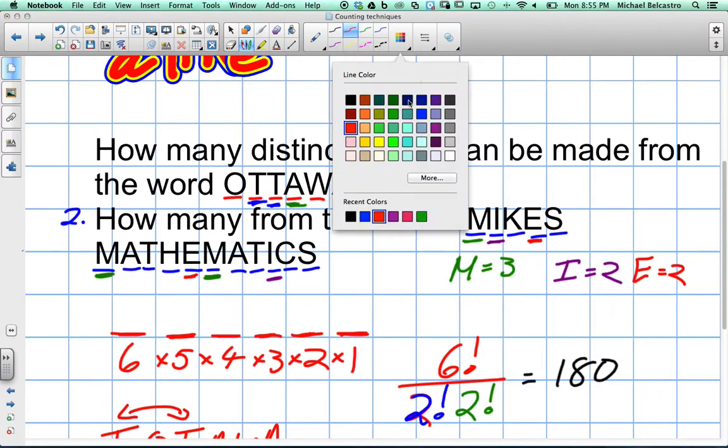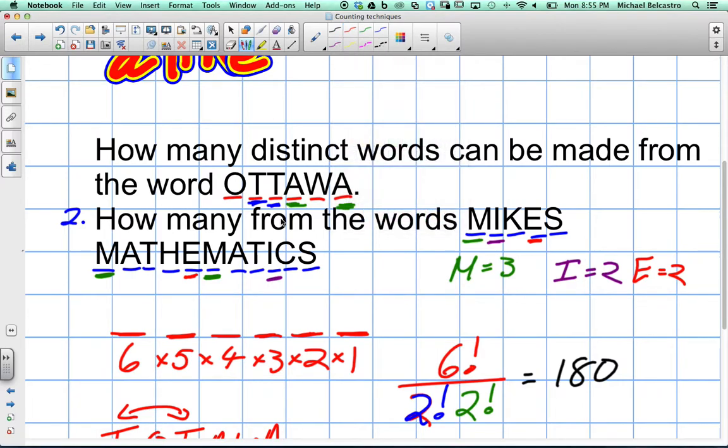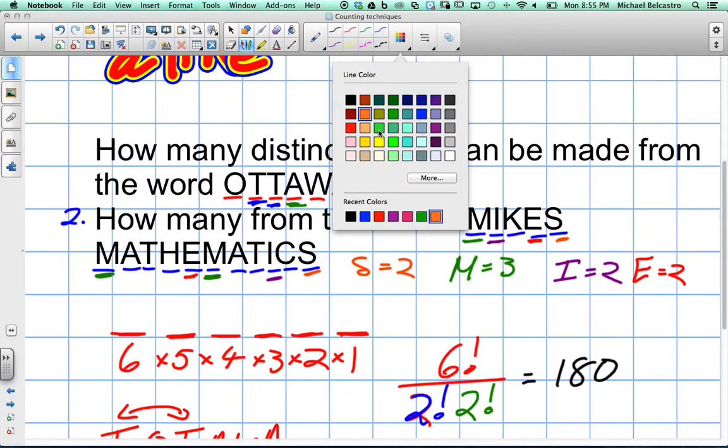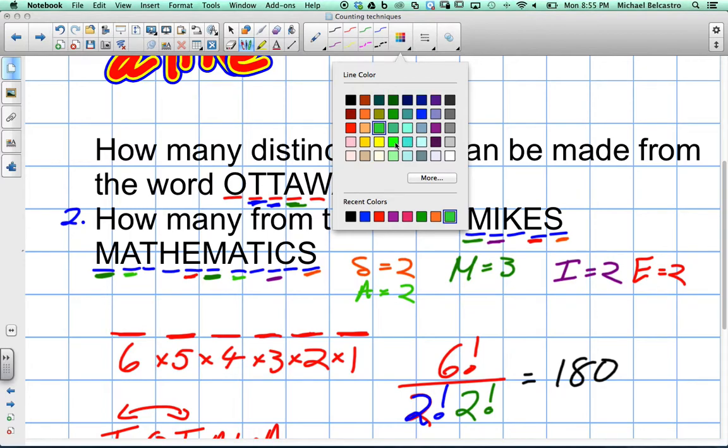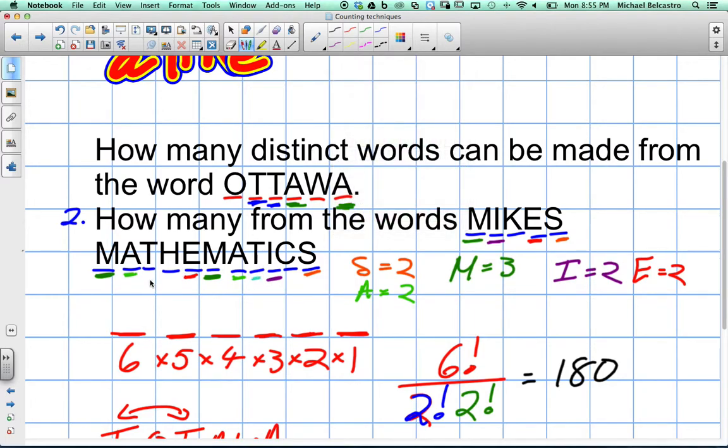What else do we have? We have 2 S's. S equals 2. Oh, we got a whole bunch more. We got 2 A's, so A equals 2. And I think there's 2 T's, so T equals 2. So that is a ton. What really happens is that really limits the amount of options.